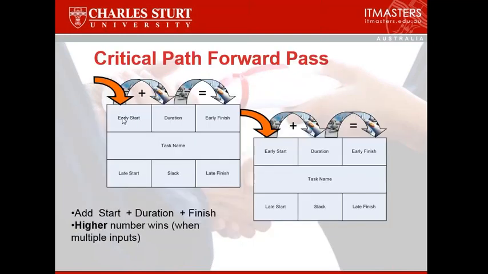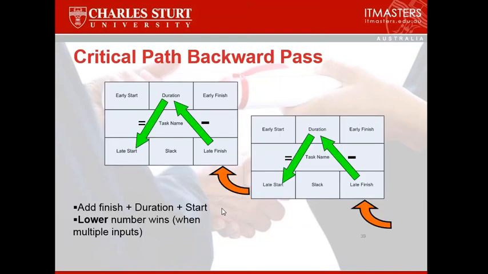Okay, so the critical path, again, this is the same thing. You add the start plus duration plus the finish, and the highest number wins when there are multiple inputs. So you move on from one activity to the next. So you add these early start plus duration plus finish, and that gives you the highest number, and that moves on to the next stage. You work backwards as well, so subtract the duration from the finish to get the start, and the lowest number wins when you've got multiple inputs.